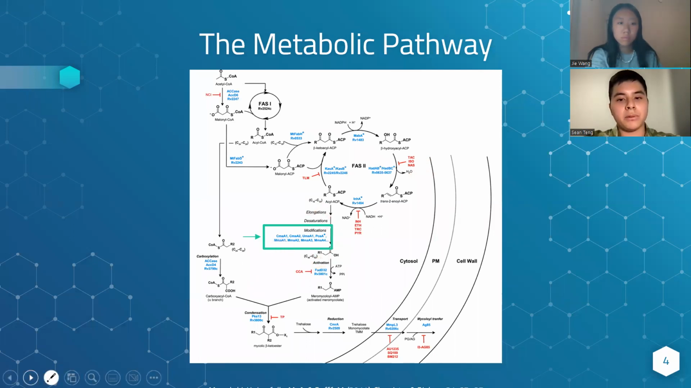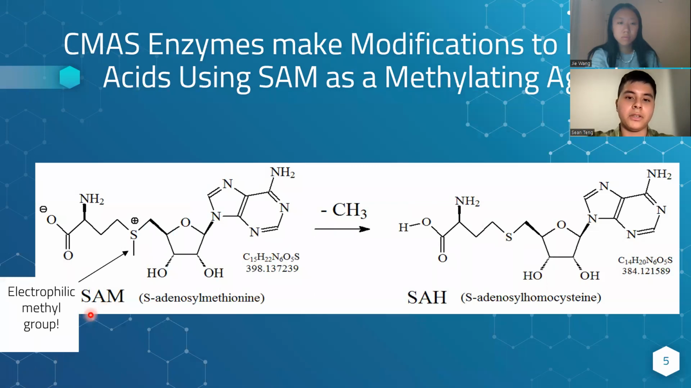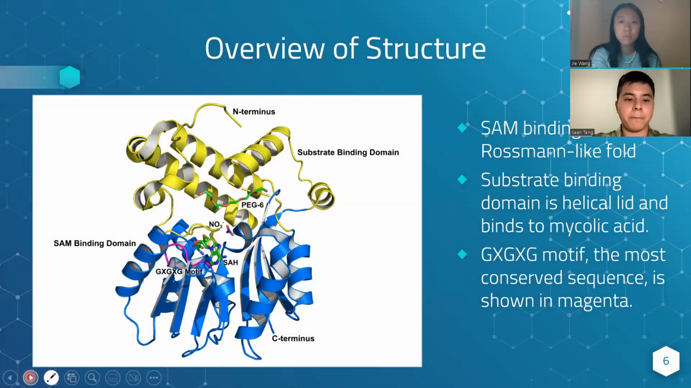So CMAS enzymes make modifications to mycolic acids using S-adenosylmethionine, or SAM, as a methylating agent. SAM, on the left, has an electrophilic methyl group due to its electronegative sulfur atom. So a nucleophile can attack the electrophilic methyl group, thus making the nucleophile methylated and SAM being demethylated to form S-adenosyl homocysteine, or SAH. And SAH is what is complexed to our protein structure, UmaA.